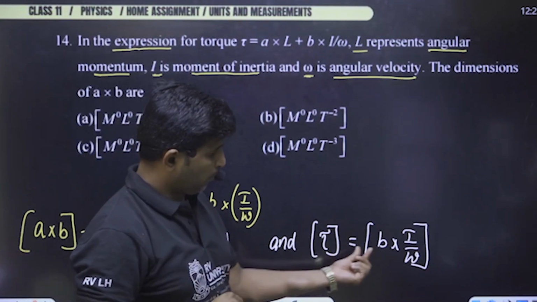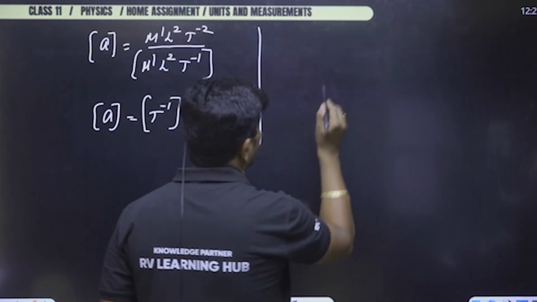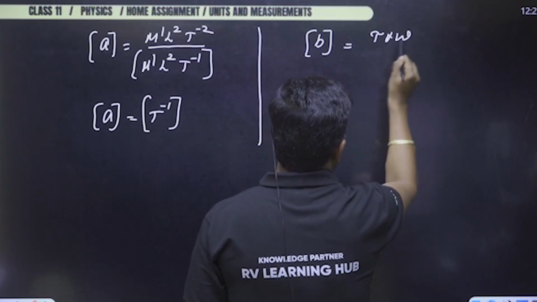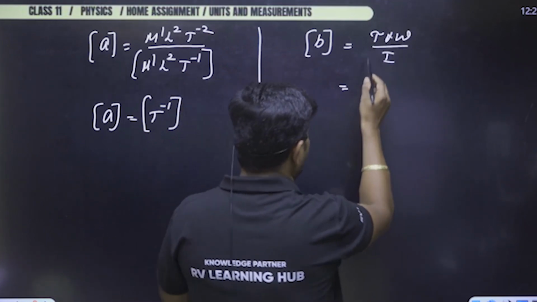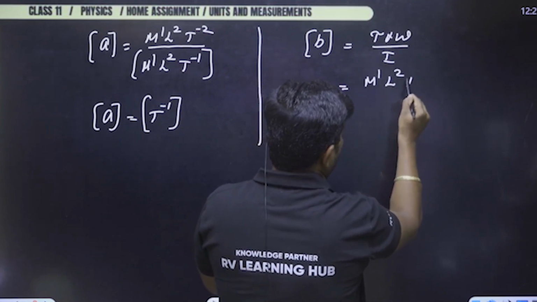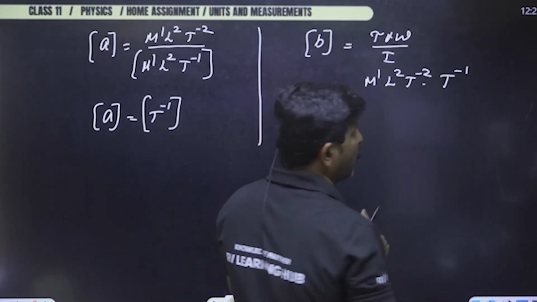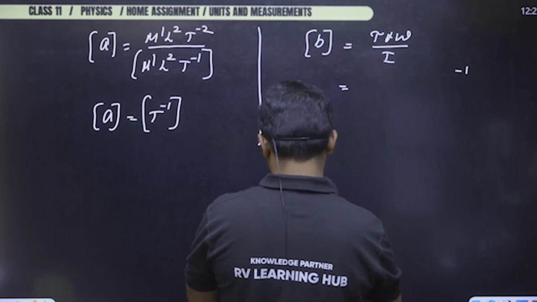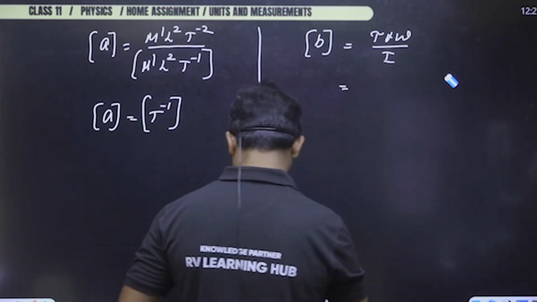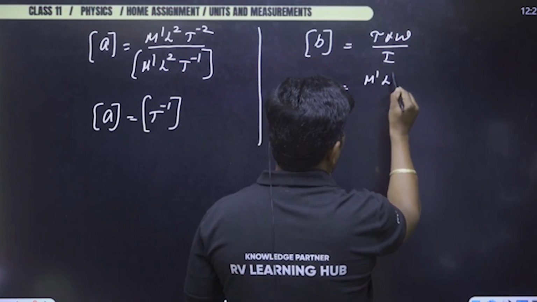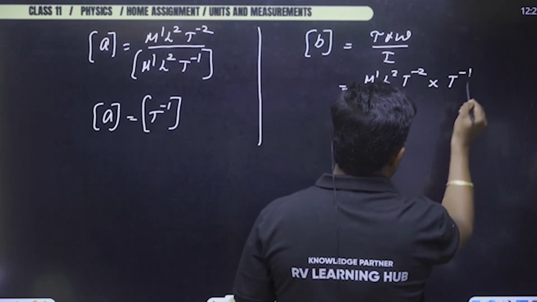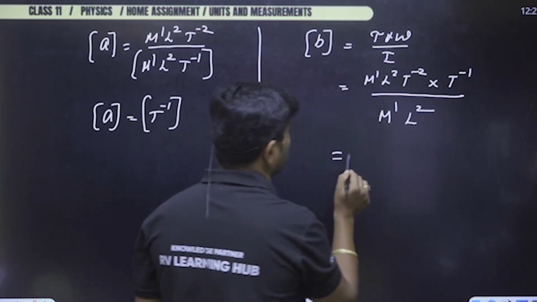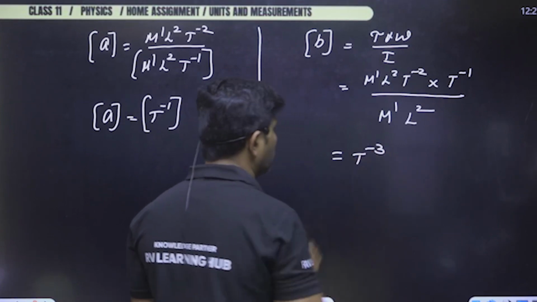Similarly, dimensions of B becomes equal to torque into omega divided by I. Torque has the dimensions M power 1, L power 2, T power minus 2. Omega has the dimension per second, that is T power minus 1. I is moment of inertia, M power 1, L power 2. So if you simplify this value, you will get T power minus 3.